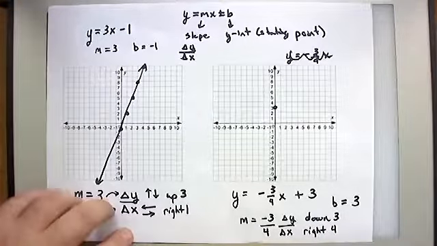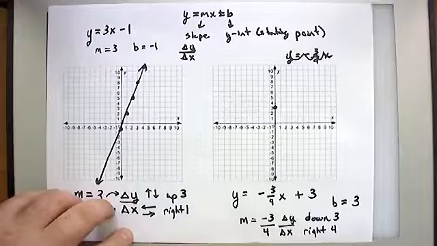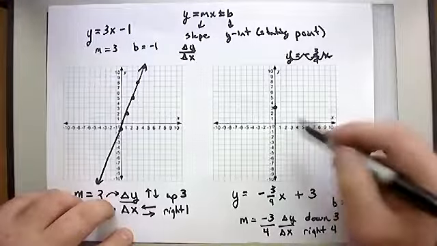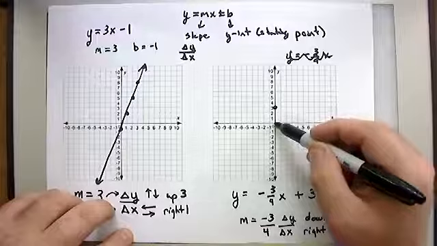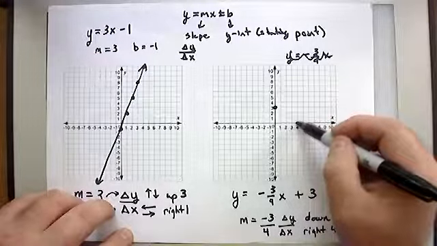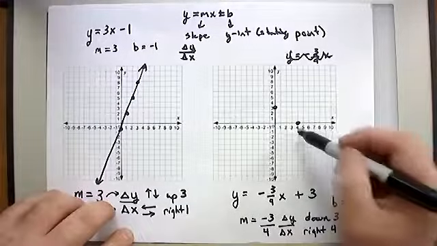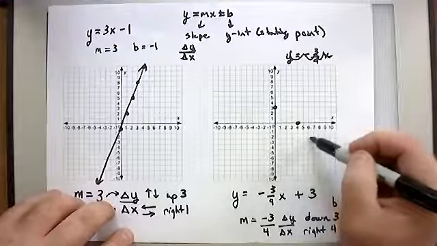Think about what I'm saying here. Negative on the y, that's down, so down 3. Positive on the x, that's still to the right, so that's right 4. So we're going to go down 1, 2, 3, and right 1, 2, 3, 4, and there's that point. And again, if at this point you want to do it again, you can. Down 1, 2, 3, right 1, 2, 3, 4.